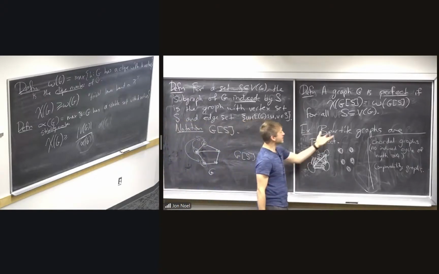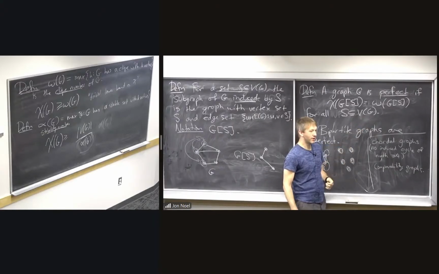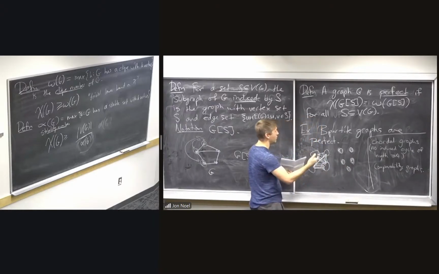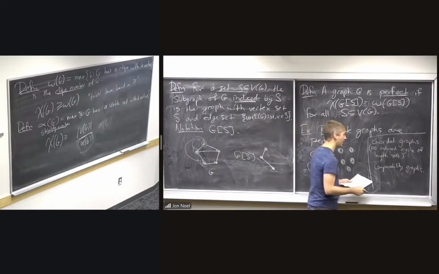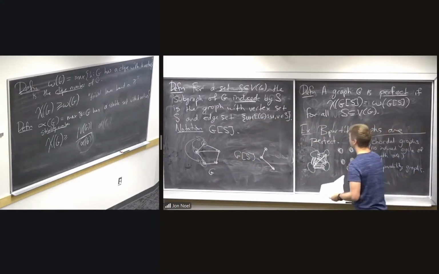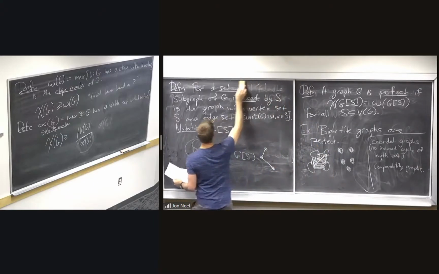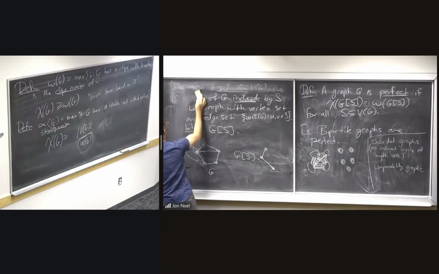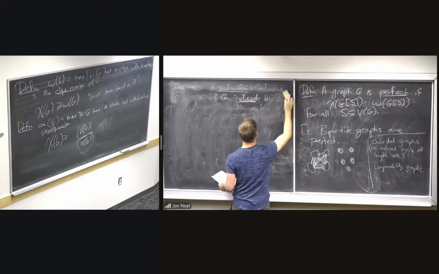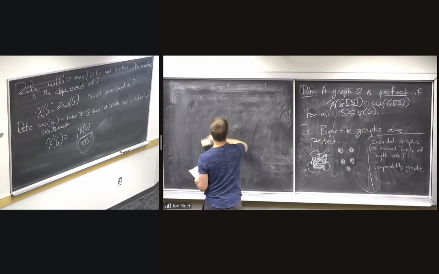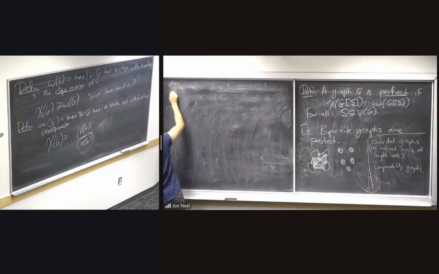So this is an abstract definition of a perfect graph. It might be interesting to know, is there a better characterization of perfect graphs, which gives you more information about their actual structure? It turns out the answer is yes. This is something known as the strong perfect graph theorem.